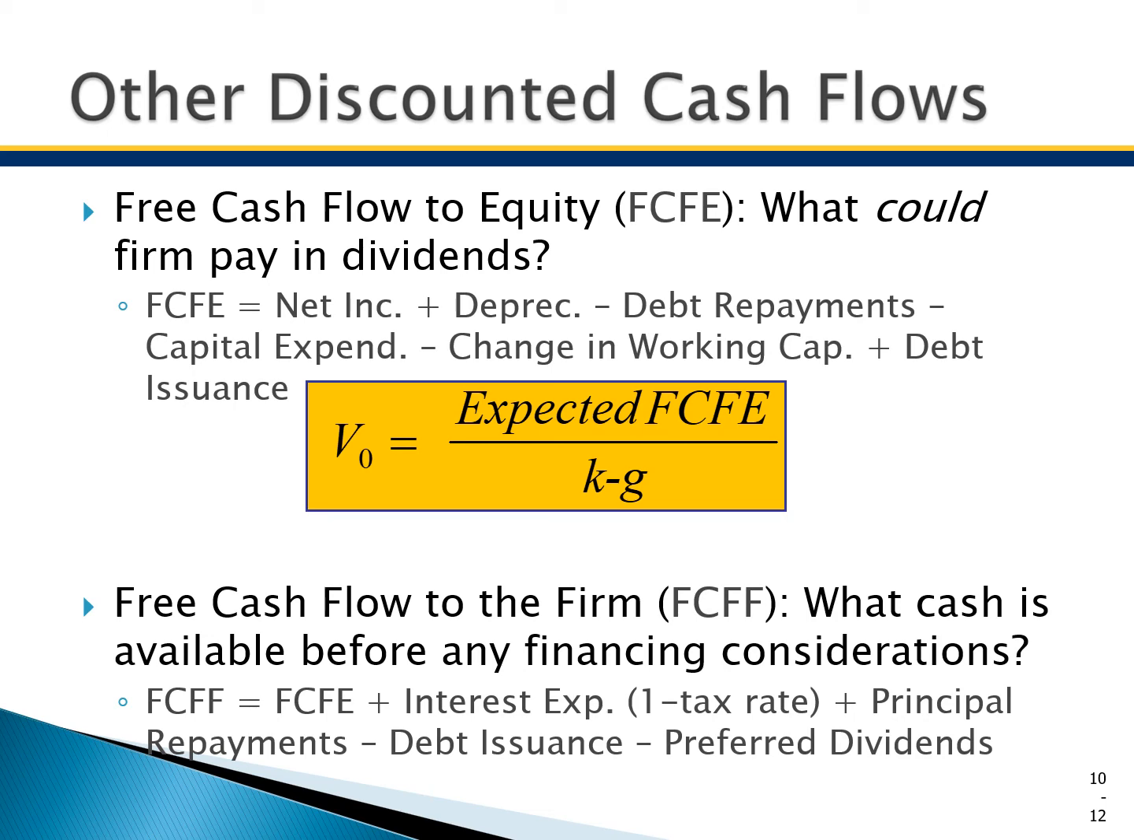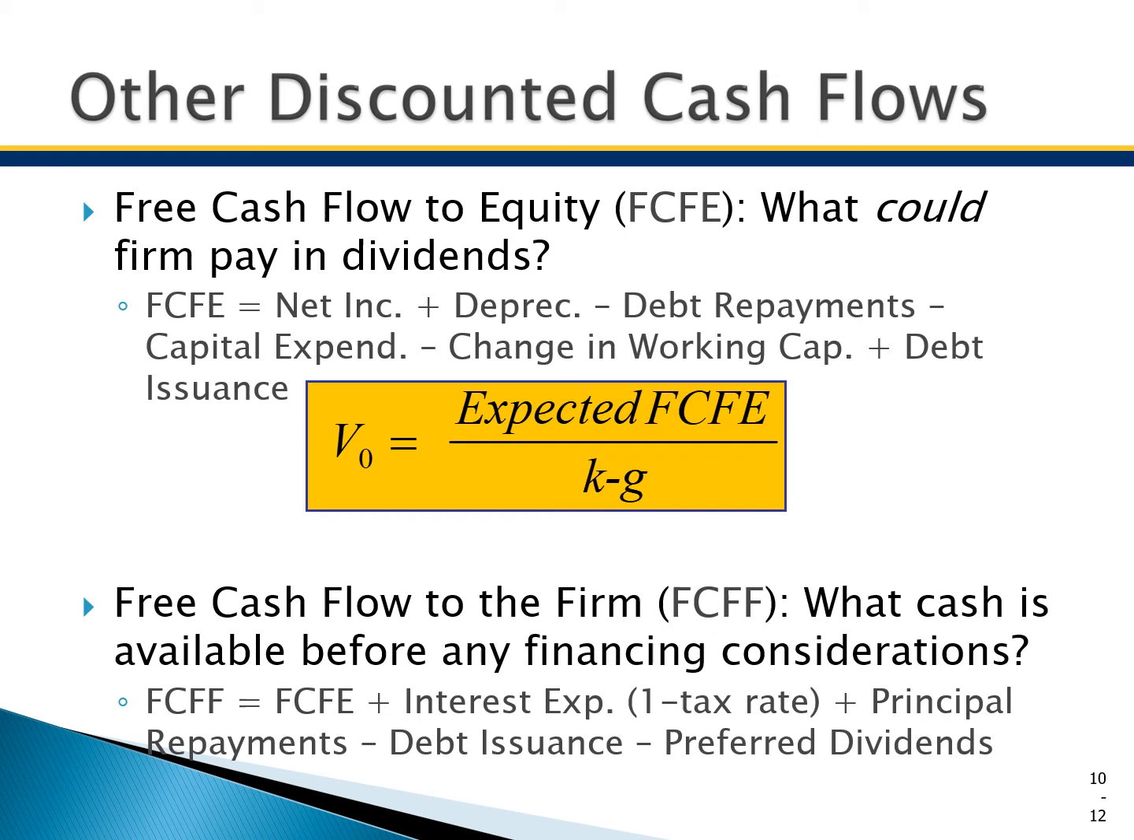So in this case, what we will see is the expected free cash flow to equity of the firm, which has different components like net income plus depreciation. We'll deduct any debt repayments, and we also deduct the capital expenditure and any change in working capital, and add to it the debt issues, which will give us a certain amount of cash flow as we issue certain debts. So as we calculate all the expected free cash flow, we divide it by k minus g.